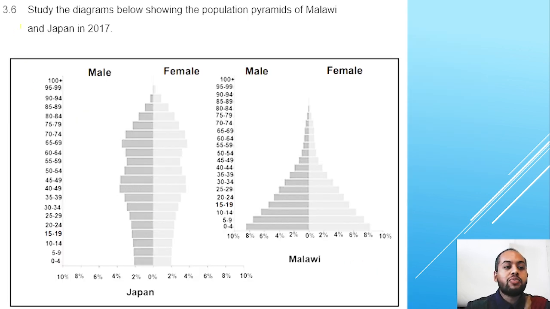The next question, 3.6, says study the diagrams below showing the population pyramids of Malawi and Japan. On the left-hand side, we have Japan, and on the right-hand side, we have Malawi. Again, it's broken up into male and female on either side.